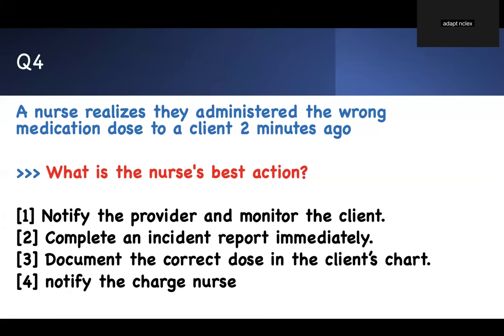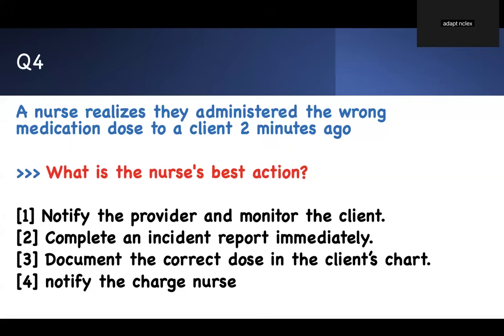Of course, we got to let the charge nurse also know later on. We don't need to write the correct dose. You are not being truthful. Therefore, what do you do? Let the provider know, but not just like that. Assess the patient. The monitor the client there means assessment.